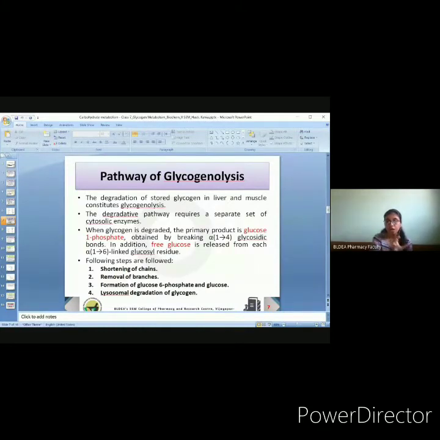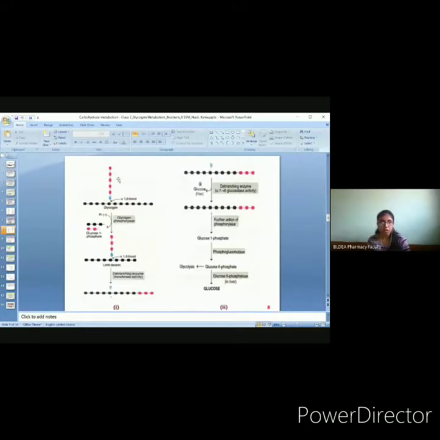How can this glycogen be degraded in lysosomes? Okay, so we'll see. This is a glycogen molecule. Here, for understanding purposes, we have taken only a short fragment of this glycogen molecule. In the pink color, you can see there is a branched chain, and the black glucose residues are the straight chain.